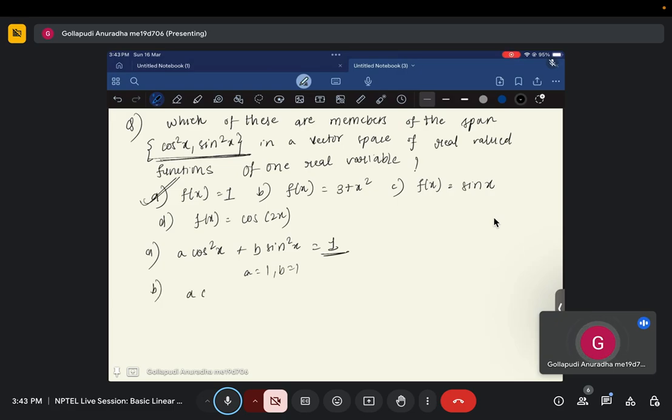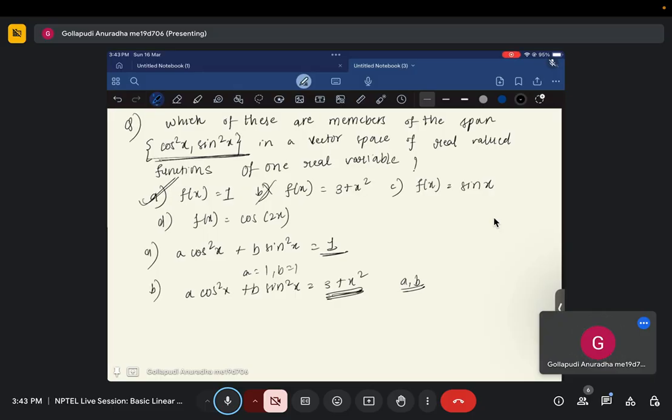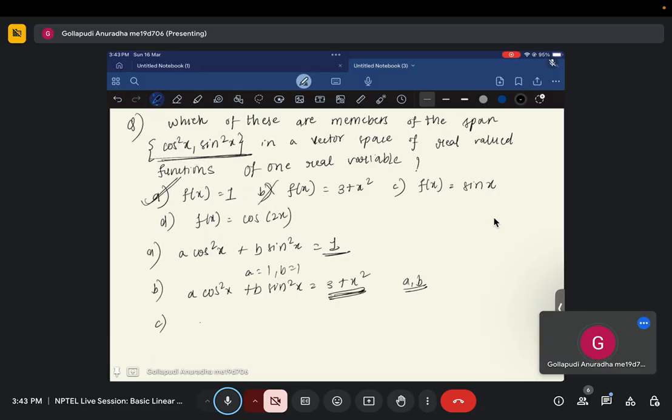And if you see for this, you probably won't be able to solve and find a and b such that you get this. So this is not spanned by cos square x and sin square x. And if you see sin x, even for this, they are going to be independent. So you cannot find a and b. So cos square x, sin square x, and sin x are independent, so you cannot get it from linear combinations.